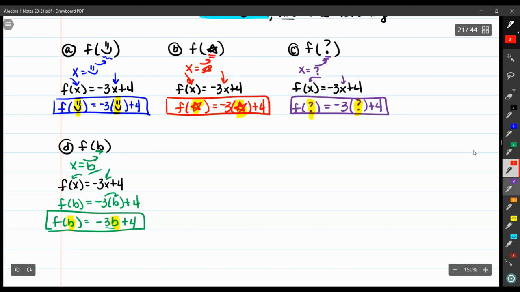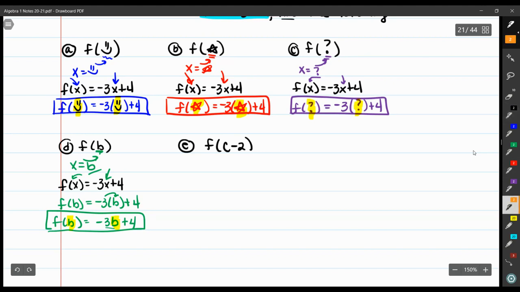I shouldn't have f of x and then have c's on the inside. So let's try letter E. Letter E is now going to get a little more complicated. Find f of c minus 2. So I got two things in there.